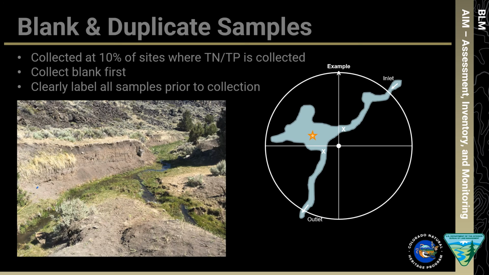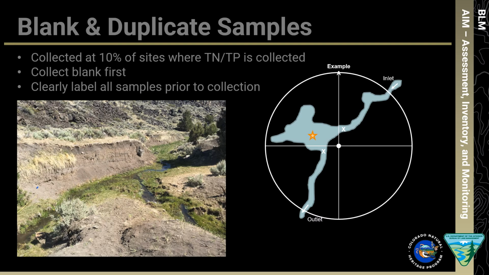Blank and duplicate samples should be collected at the first and every 10th site where water samples are collected. A blank sample consists of deionized water, which is treated as a sample collected in the field. Blank samples are used to identify errors or contamination in sample collection and analysis.